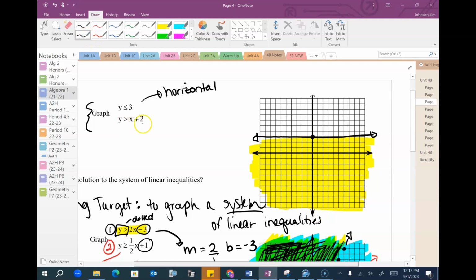And then I'm going to graph the second line, so we'll graph that one in red. Again, this has a slope of 1. This is in slope-intercept form, and it has a y-intercept of 2. So I'll plot my y-intercept of 2, and then I follow my slope, rise over run, 1 over 1, all the way through the grid. And I have to decide if I want to connect those points with a solid or dotted line. This is strictly greater than, so I want to use a dotted line because I'm not including the points on the line. So let's connect those with just a quick dotted line.